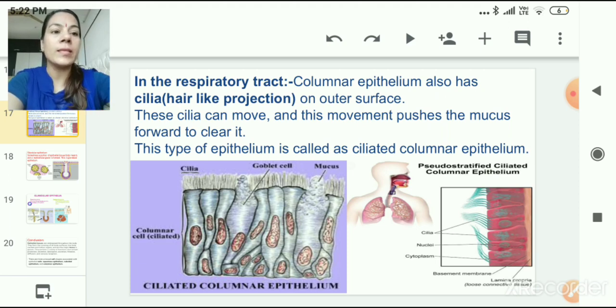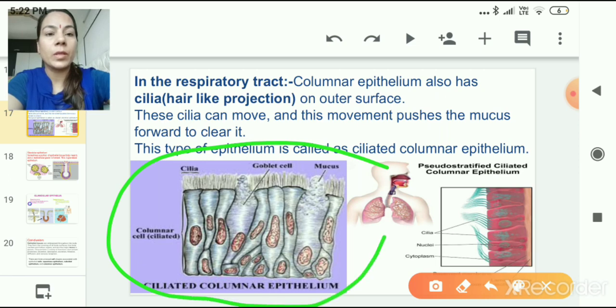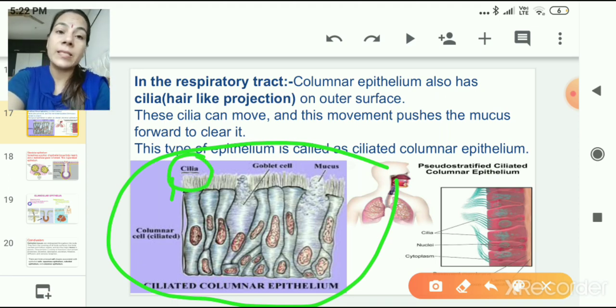Here in this diagram you can see the structure of ciliated epithelium. In this structure you can see projections, and these are called cilia. These cilia can move, and this movement helps in pushing the mucus forward to clear the passage. Similarly, these cilia or hair-like projections are present in the respiratory tract also.